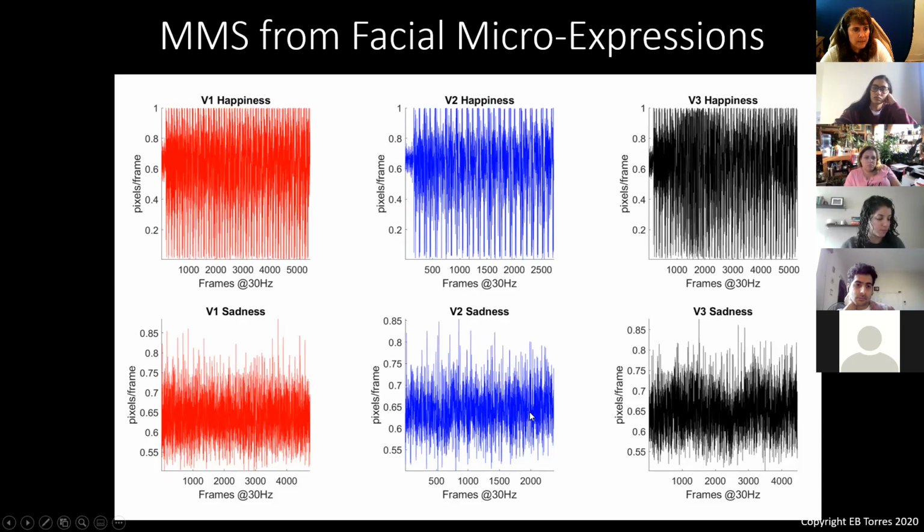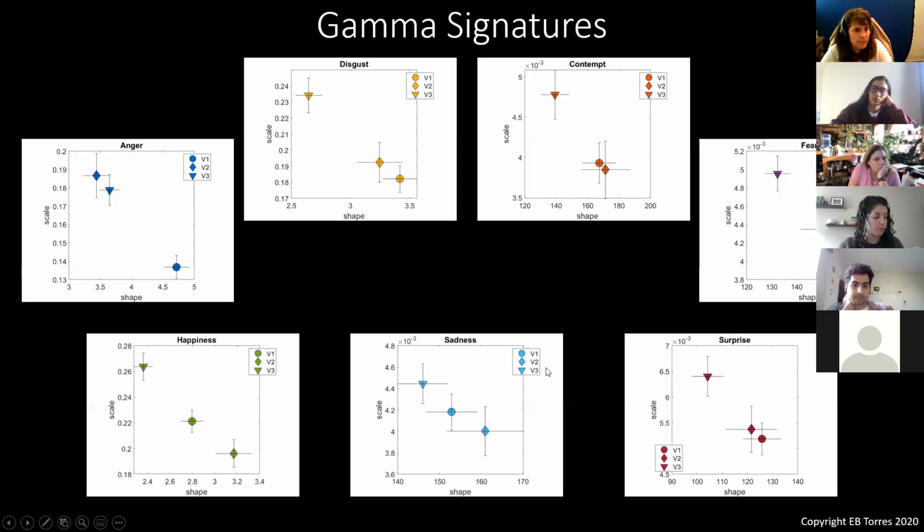And this is for sadness. And so happiness covers the entire range from 0 to 1. Sadness goes up to 0.85, maybe 0.9 or something like that. So this goes from pretty much 0.1, and this one goes from like 0.5. So that's the normalized amplitude range of these expressions.